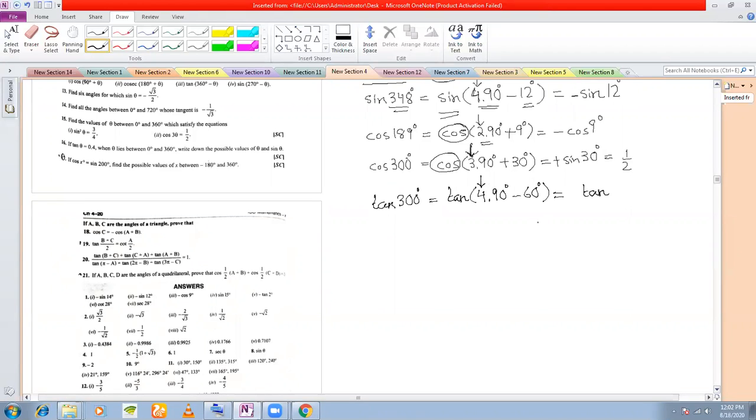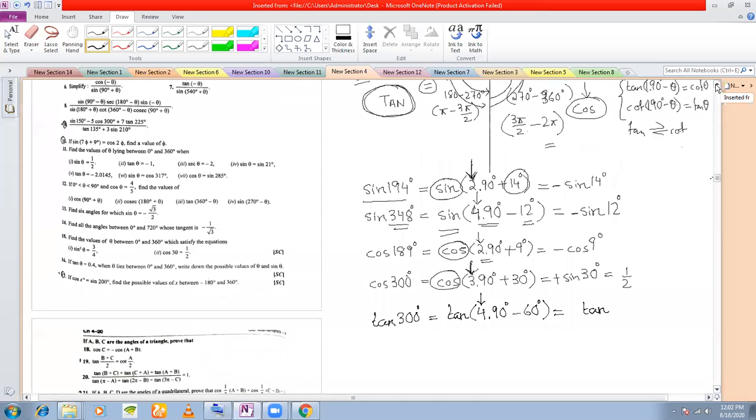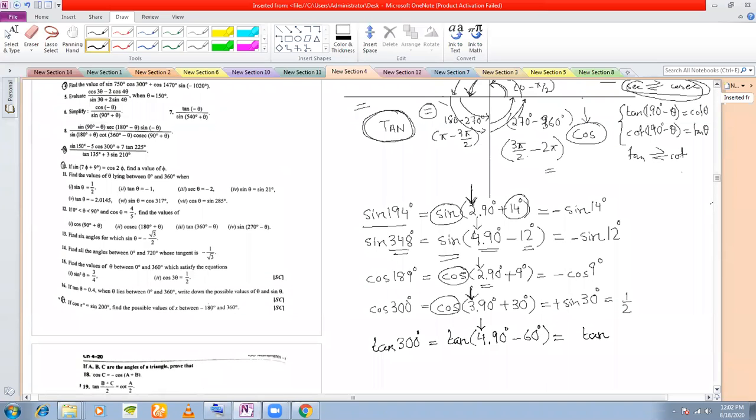Okay. Next, I want to check which quadrant I am talking about. 4 into 90 degree minus 60 degree. 4 into 90 degree means I'm in the fourth quadrant. And then 60 minus something, which also I will consider to remain in the fourth quadrant. Right? Fourth quadrant. So that means tan will remain tan, and in this quadrant, which one is positive? Only cos is positive. So this tan has to be negative in the fourth quadrant. I give a negative sign, and this 60 we write as it is. So this is minus root 3. Okay.